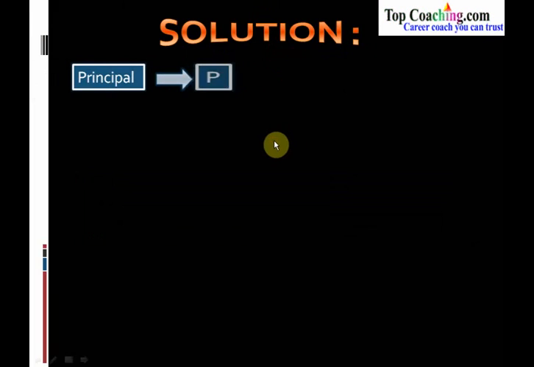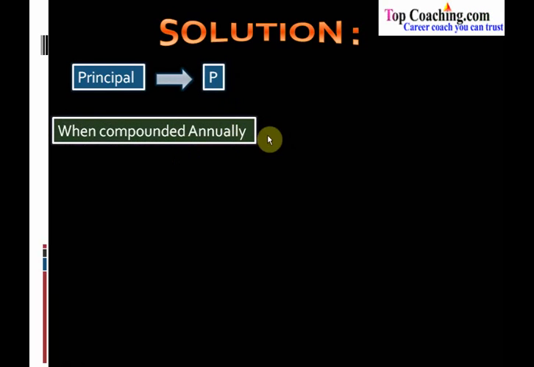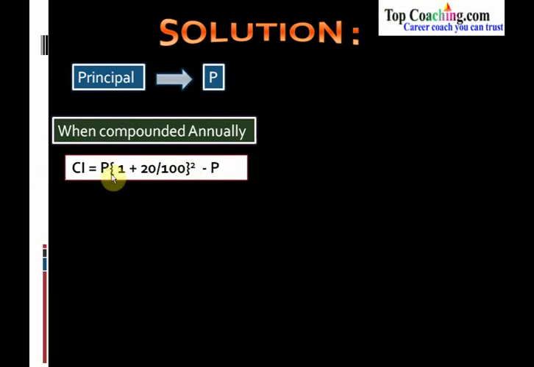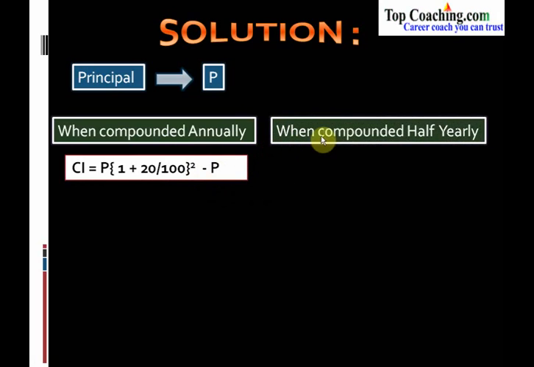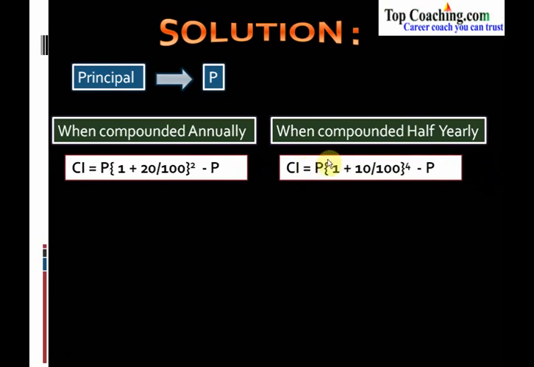So principal is P. When compounded annually, the compound interest would be P into (1 plus 20 by 100) whole square minus P. Here 20 is the rate of interest and 2 is the time period. It is invested for 2 years. So compound interest in this case would be amount minus the principal. Amount is P into (1 plus 20 by 100) whole square and P is the principal. Now when it is compounded half yearly, then we have the formula CI equal to P into (1 plus 10 by 100) to the power of 4 minus P.